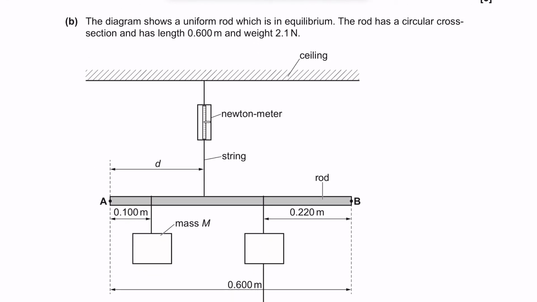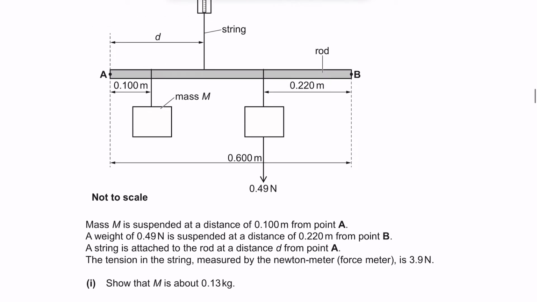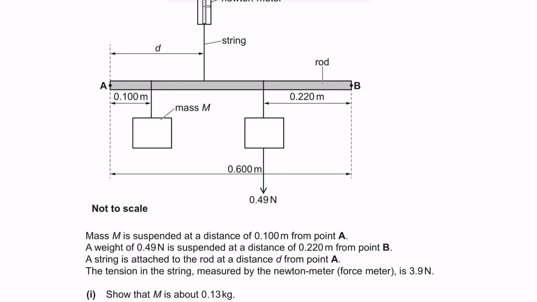We have been given a diagram showing a uniform rod which is in equilibrium. The rod has a circular cross-section and has a length of 0.6 meters, and the weight is 2.1 newtons. So it's uniform, therefore its weight will be acting through the center. And the diagram is not to scale. The mass m is suspended at a distance of 0.1 meters from the point A, and a weight of 0.49 newtons is suspended at a distance of 0.22 meters from B. And a string is attached to the rod at a distance d from point A. The tension in the string is measured to be 3.9 newtons. Show that m is about 0.13 kilograms.